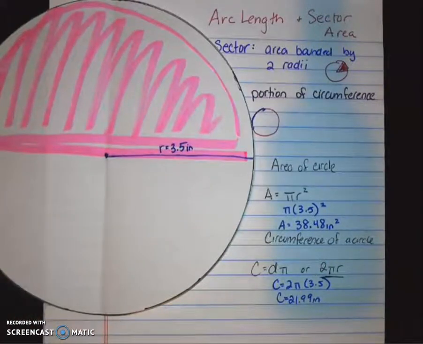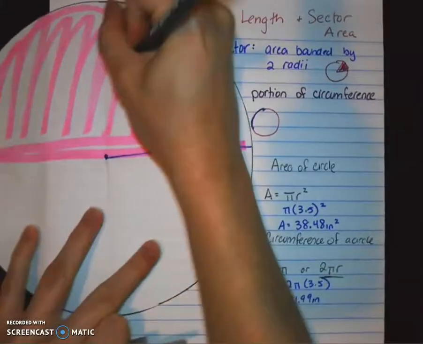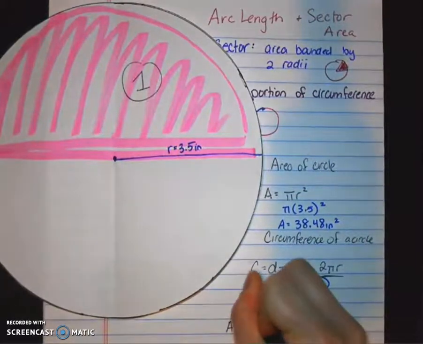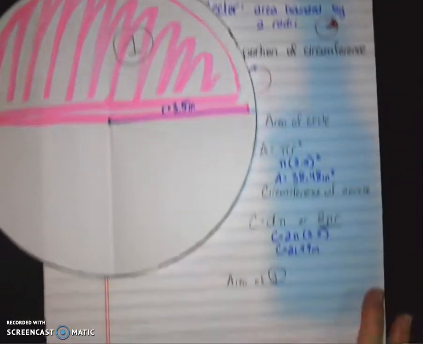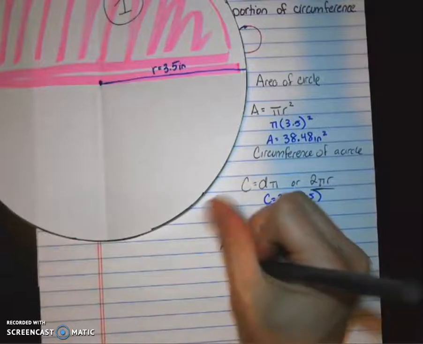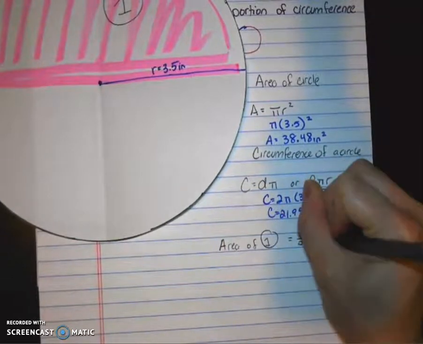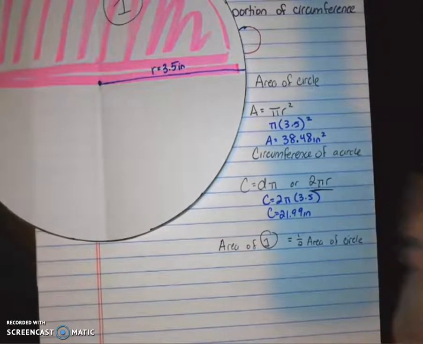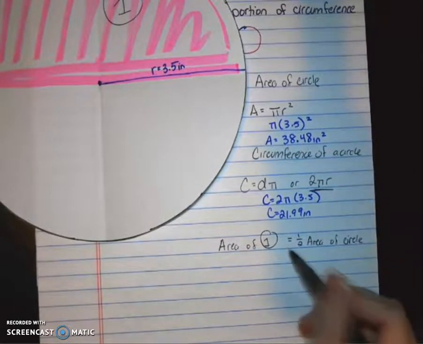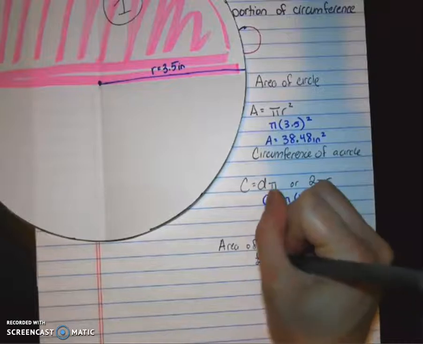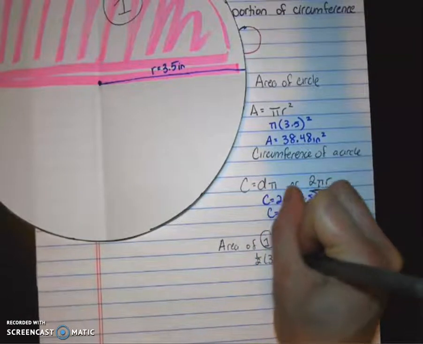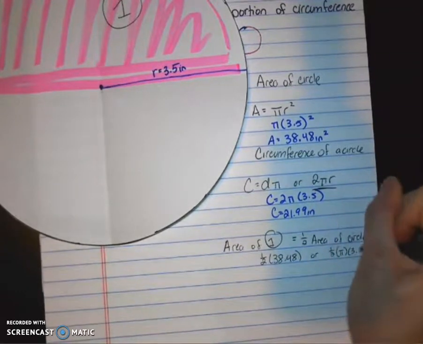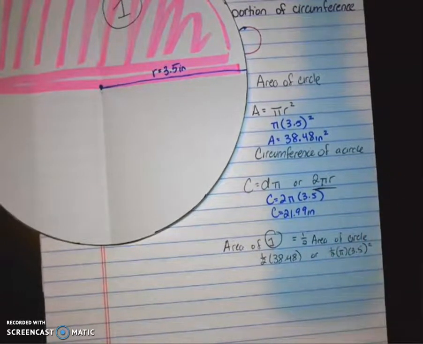So the area, I'm going to name this just sector 1, right? So the area of sector 1, well, I'm just going to take half of the area of the whole circle, because sector 1 is just half of my circle. So I could do half of 38.48 or half of pi times 3.5 squared.